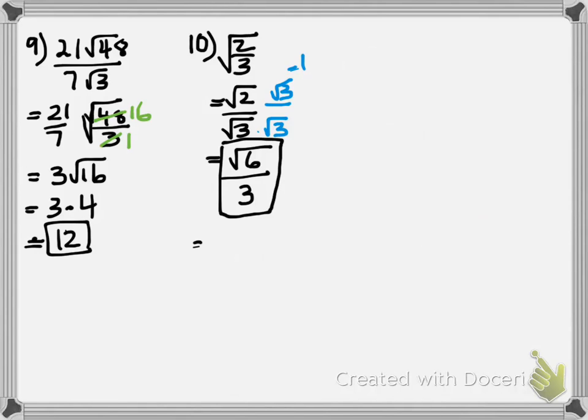Now, remember, the book may pull out the coefficient and put the square root opposite the fraction bar. So that's another option for writing that answer. All right, we've got 2 more.